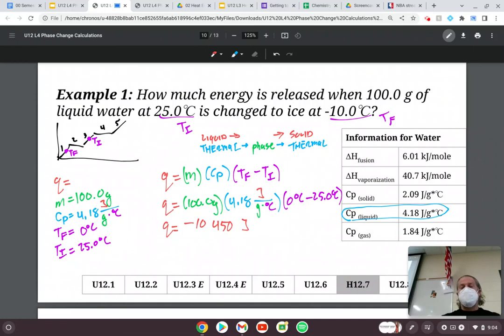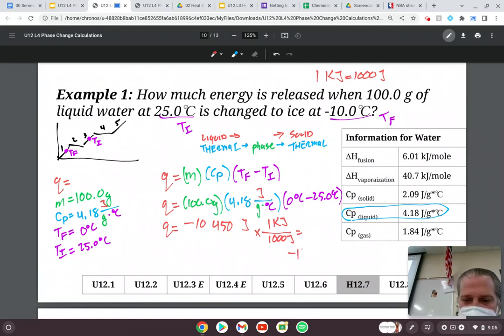Now, what I would like to point out is that the currency of money in the United States is the dollar, correct? The currency of energy in chemistry and physics is the kilojoule. So we need to convert this value to the kilojoule using the relationship 1 kilojoule equals 1,000 joules. I'm going to do that real quick. That's going to give me a value of negative 10.450, but there are 3 sig figs, so I'm going to take 10.5 kilojoules.